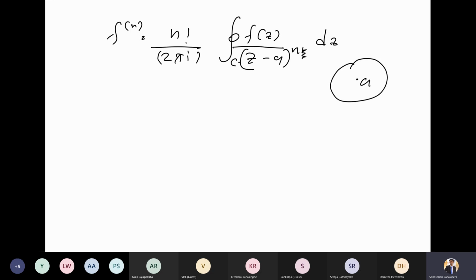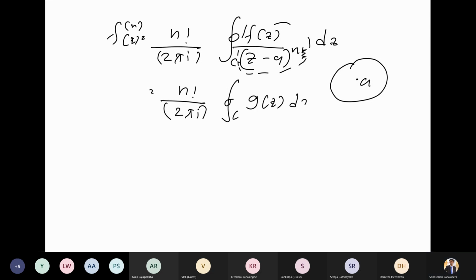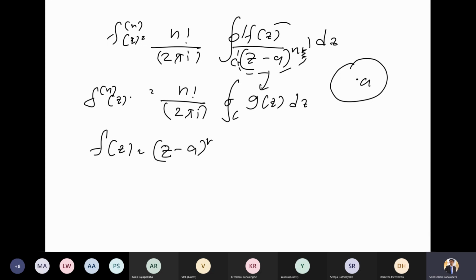So you can simply write this as something like this. What is my f? Let's say this is my function. I write n factorial over 2πi times the contour integral of g(z) dz. I simply write this as g(z), so I know this is equivalent to f^(n)(z). So what is f^(n)? I know my f(z) is equivalent to (z minus a) to the power n times g(z), because if I multiply g by (z minus a) to the power n, I will end up with f(z).